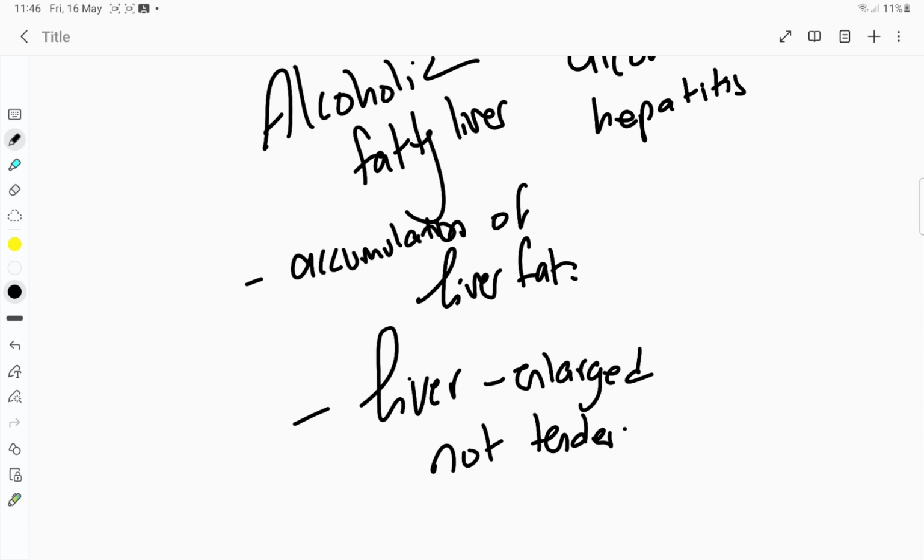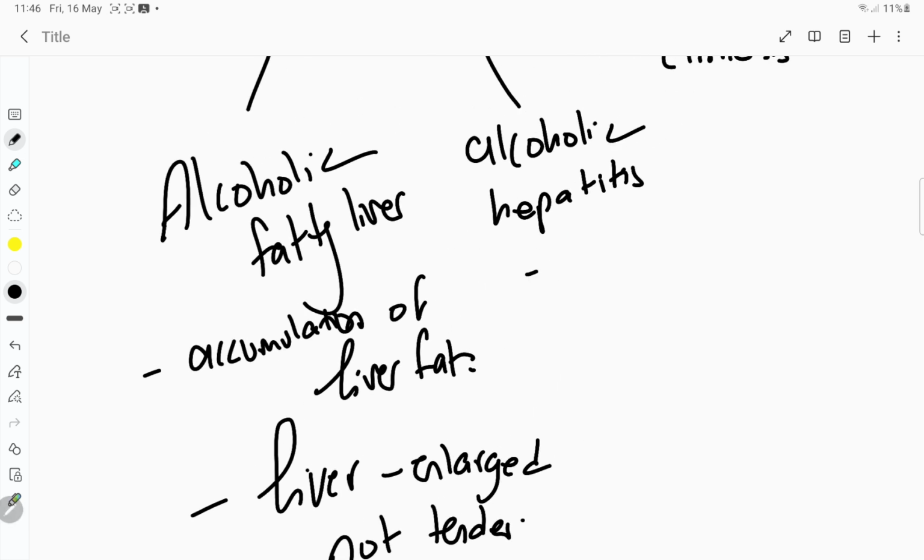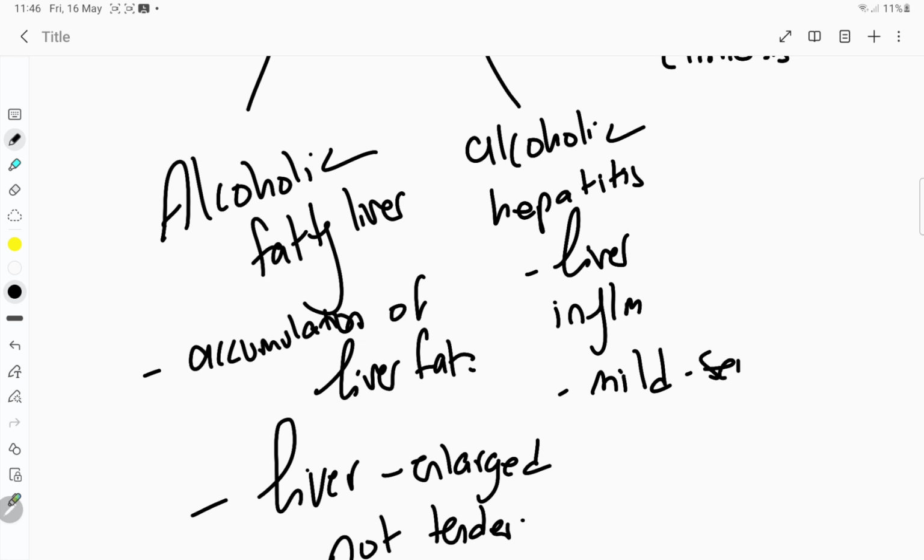Alcoholic hepatitis is liver inflammation. Symptoms can range from mild to severe and may include fever, jaundice, fatigue, and a tender, painful, and enlarged liver.